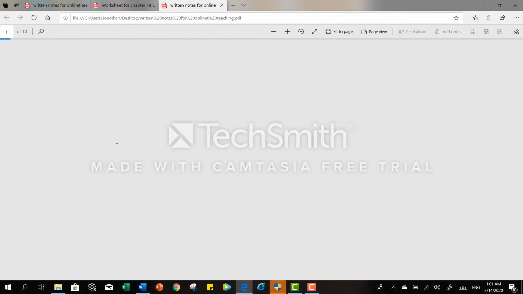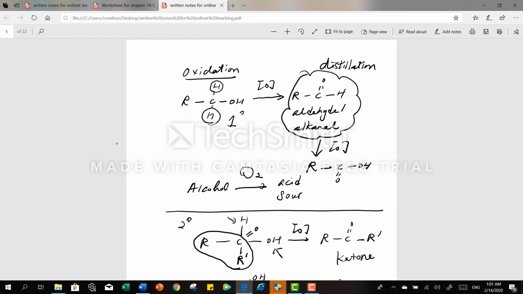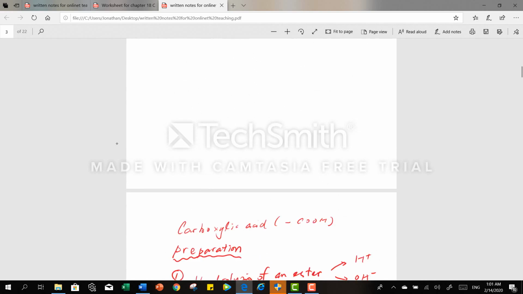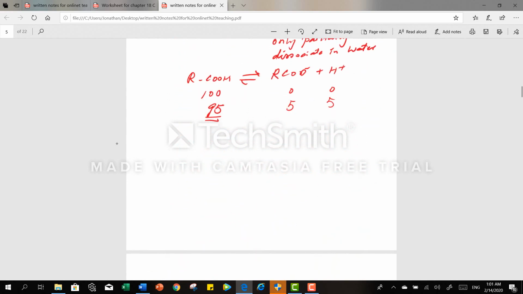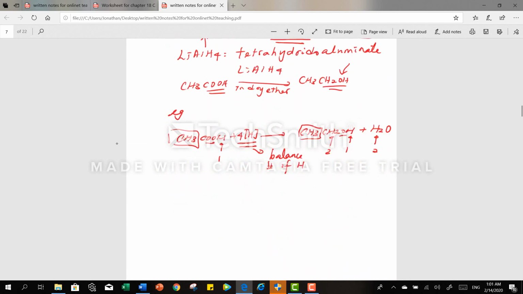Hello everyone. We just finished chapter 17 and we will start the last chapter, chapter 18, which is carbonyl compounds.